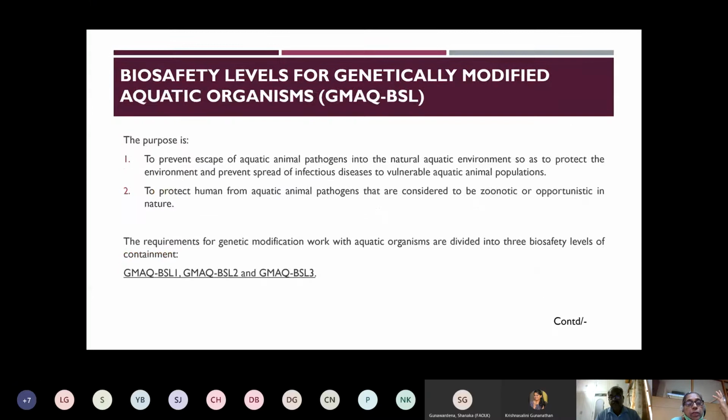The last thing which we have covered was at the request of the esteemed experts from Sri Lanka. I remember Dr. Pereira wanting that fish should also be covered, because we won't be able to make these guidelines again and again. So here the purpose is to prevent the escape of aquatic animal pathogens into the natural aquatic environment, and to protect humans from the pathogens also. The requirements are divided here into three levels, which are BSL1, BSL2 and BSL3.